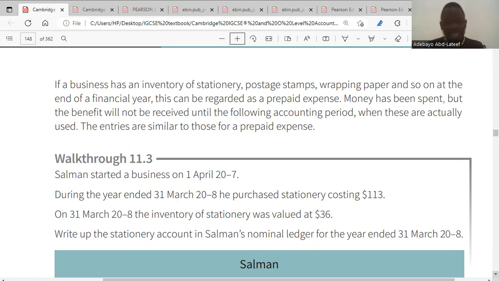So our balance carried down will be $36. $36 plus $77 make up $113. So for the new financial year, our balance brought down for April 1 will be $36. That's how we prepare a stationery account.